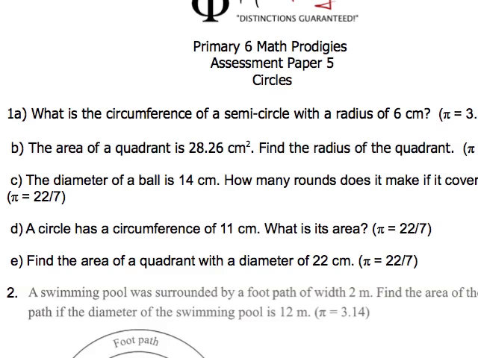The first one says, what is the circumference of a semicircle with a radius of 6 cm, pi as 3.14? So for circumference, what is the formula? It's 2 pi r or pi d. What about a semicircle? A semicircle is half of a circle, which means that you have to divide the answer by 2. So let's do this for A.